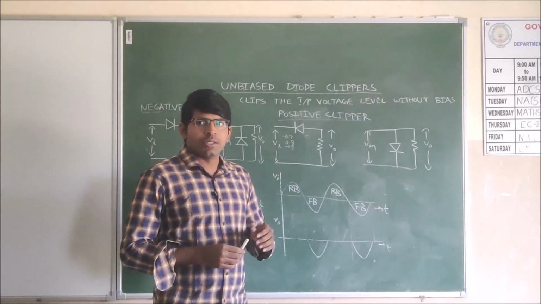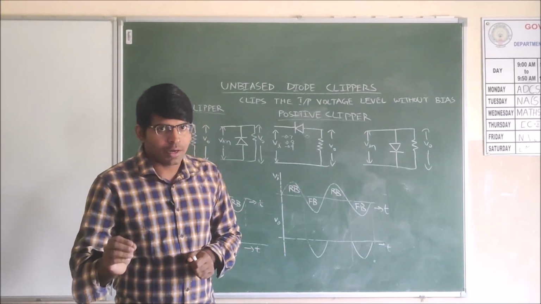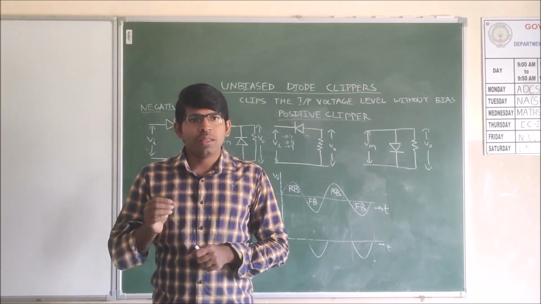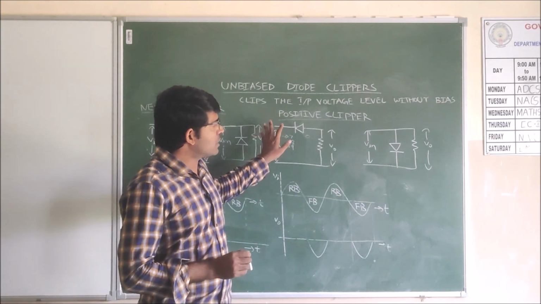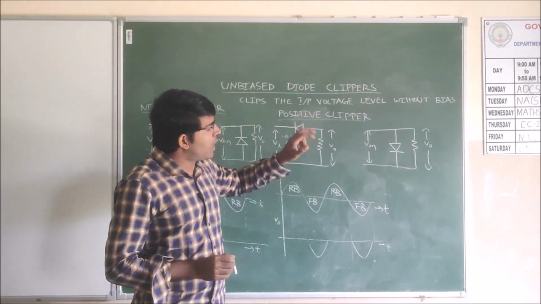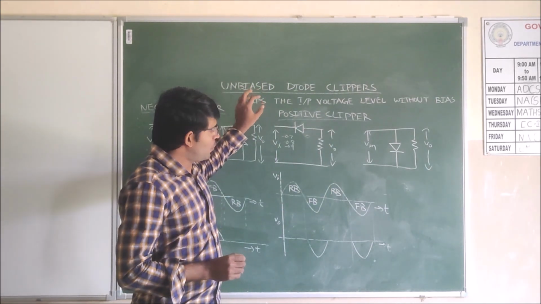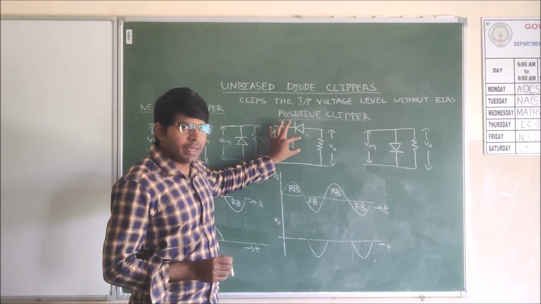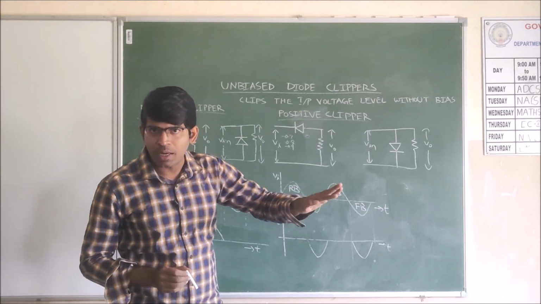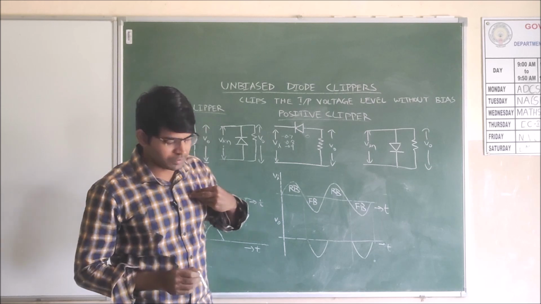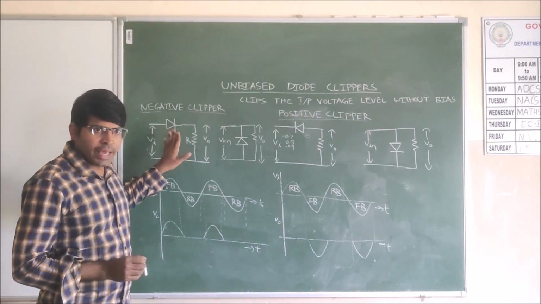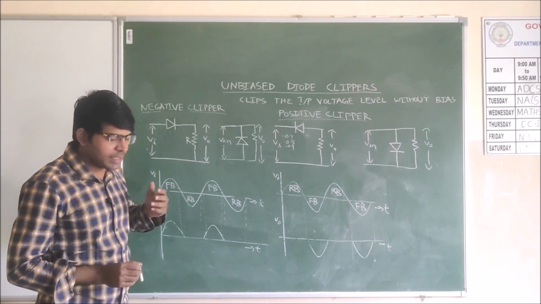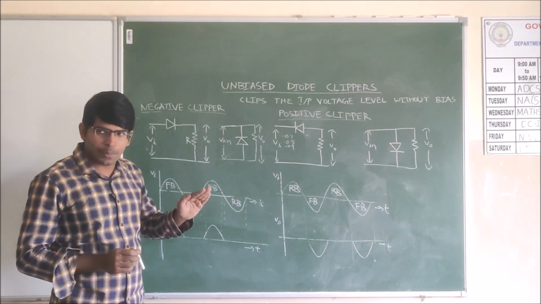We have already discussed different types of clippers. In this class, we are trying to understand unbiased diode clippers. Unbiased: we are not adding any external battery other than our input. Definitely, we are giving the input, and we are expecting this input signal should be clipped.